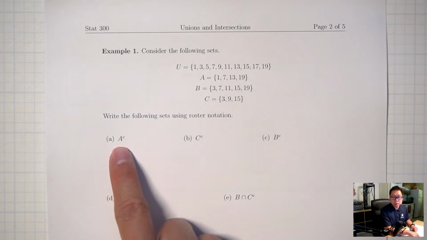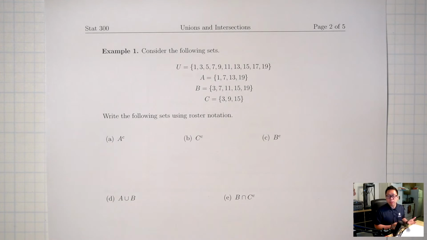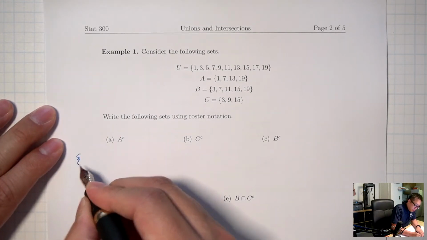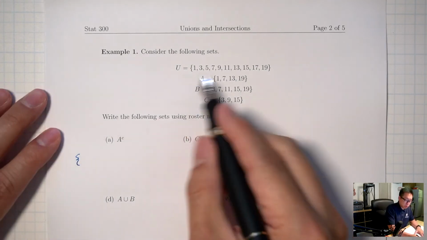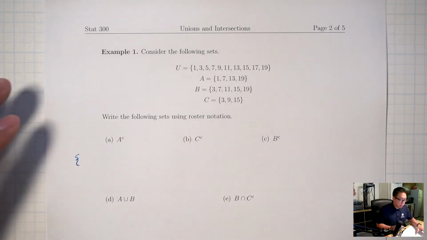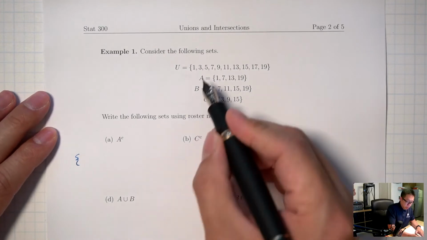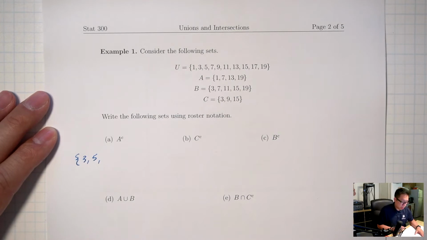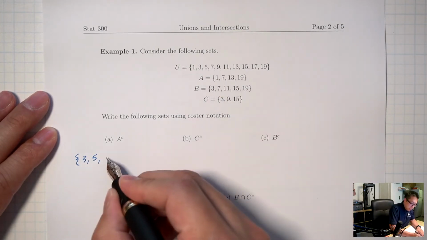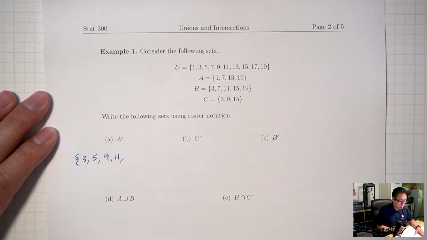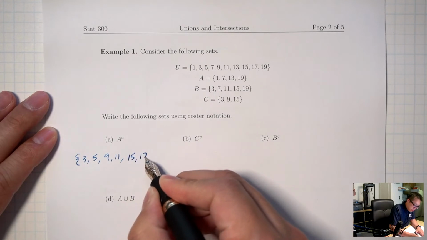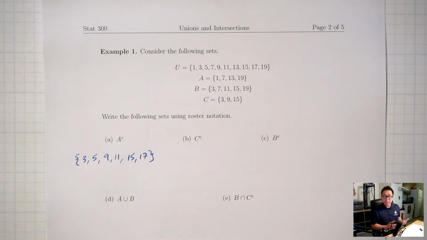The first one, A with a little C, so that means complement. So this is a review from last time. And all this means is I want all the numbers that are not in A. So go through your everything, which is the universal set, and pick out all of the numbers that are not in A. So what's not in A? 3 and 5. What else? 9 and 11 are not in A. What else? 15 and 17. Okay, these are the numbers that are not in A.